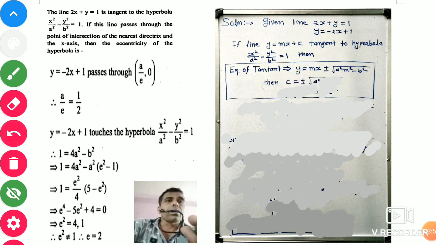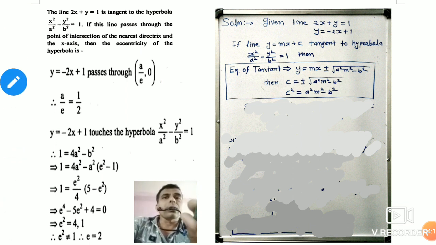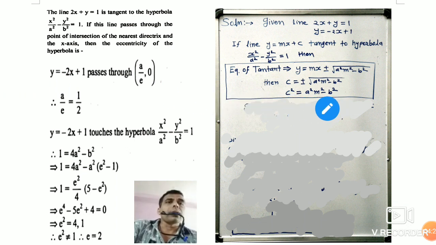Then what is the value of c? If you compare, c is equal to plus minus square root of a square m square minus b square. After squaring that, we get c square is equal to a square m square minus b square. By using this, we can find out this equation.